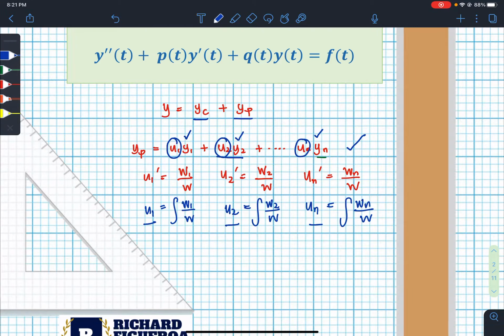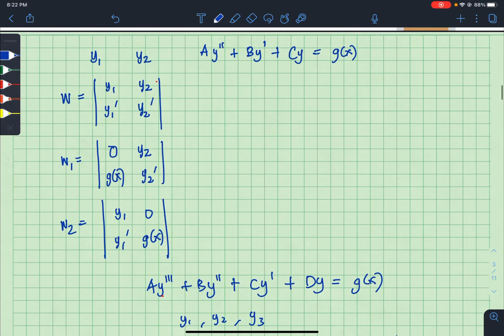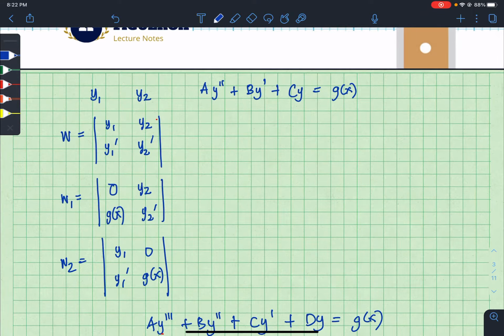But again, how do we get the W sub 1 and W? For example, if I have the standard form of a second order differential equation which is non-homogeneous, this is the standard form for the homogeneous part, and then the g of x, which makes it non-homogeneous.